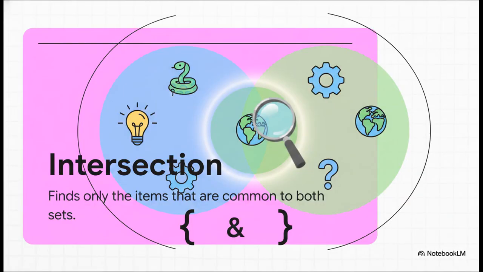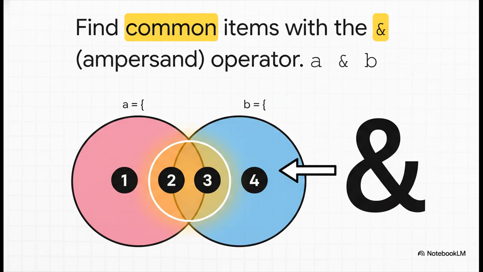All right, next superpower, intersection. This one looks at 2 sets and finds what they have in common. It gives you back a brand new set with only the items that exist in both. It's absolutely perfect for finding any overlap. And again, the code for this is beautiful. You just use the ampersand symbol.